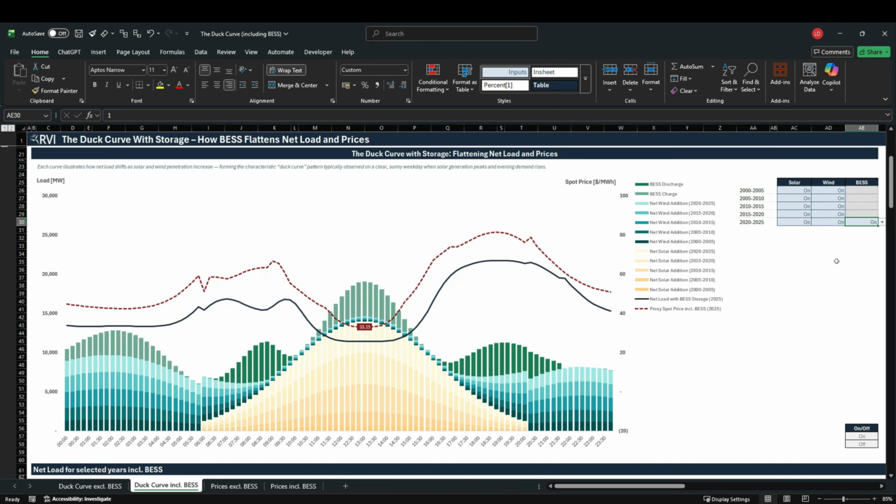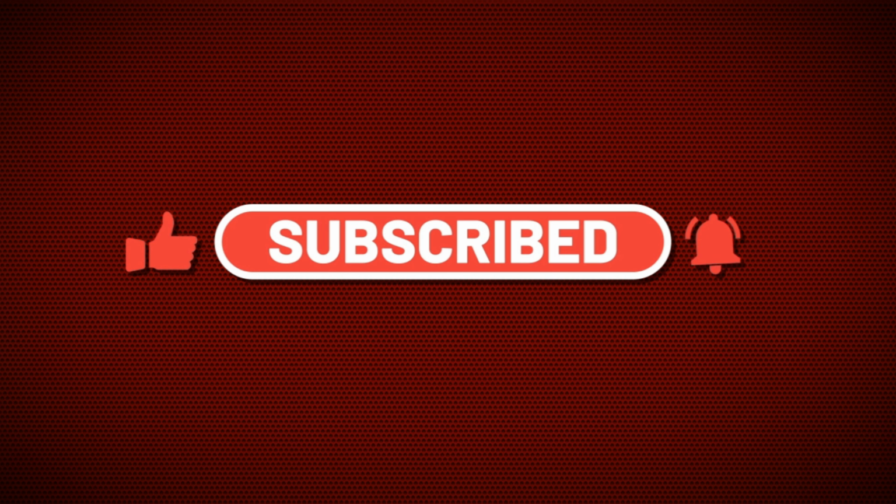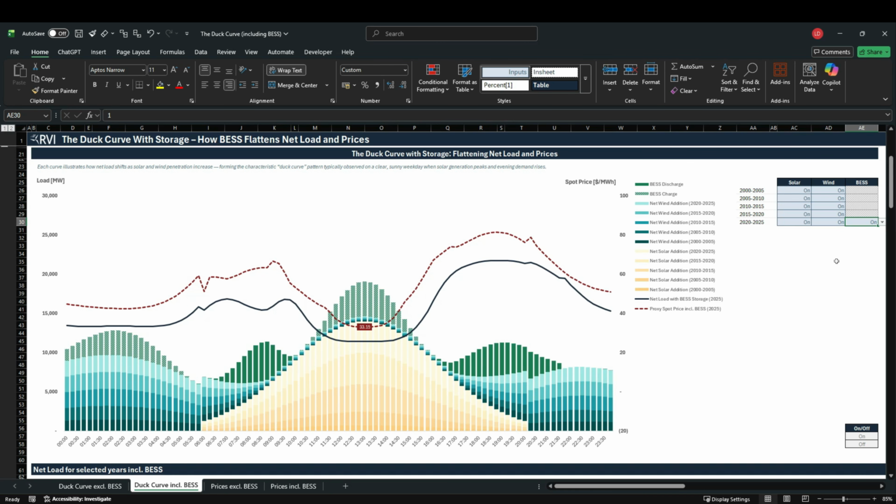Battery storage can absorb midday oversupply and release it into the evening peak, flattening net load, stabilizing prices, and helping maintain system reliability. In the next lesson, we will explore how battery storage changes dispatch, pricing, and revenue dynamics in a high renewables grid. See you there.